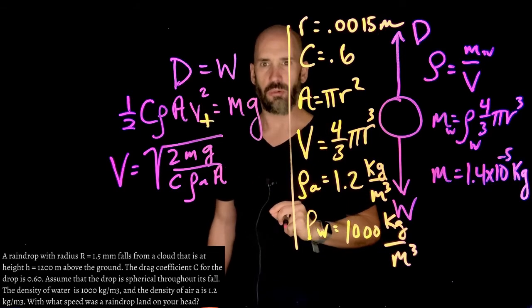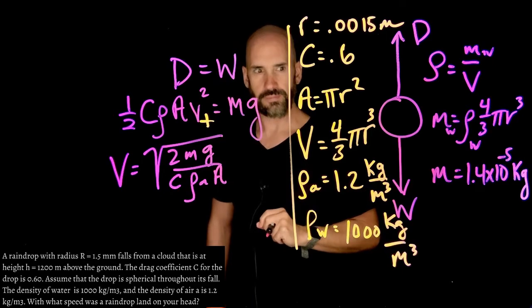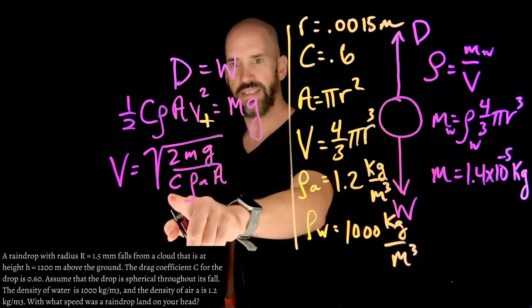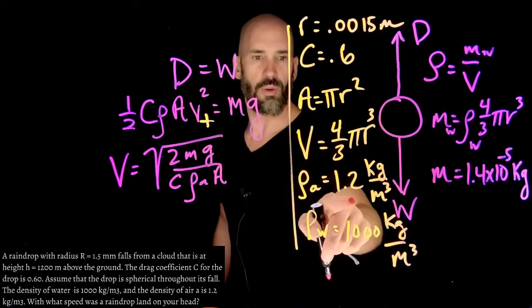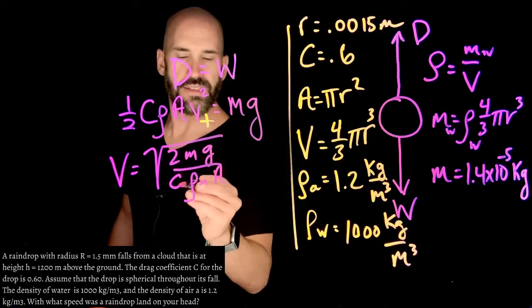Very, very small mass, which is what we'd expect. So that is the value that we're going to be putting in for here. G, as you guys know, is 9.8. C is 0.6. Rho of air is 1.2. And so now I'm getting somewhere, right?